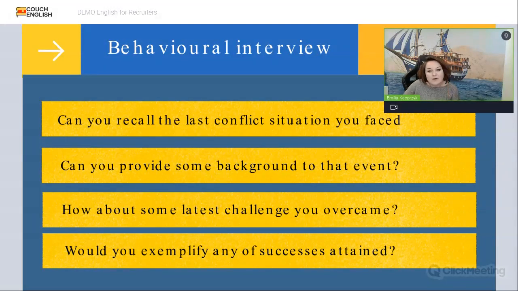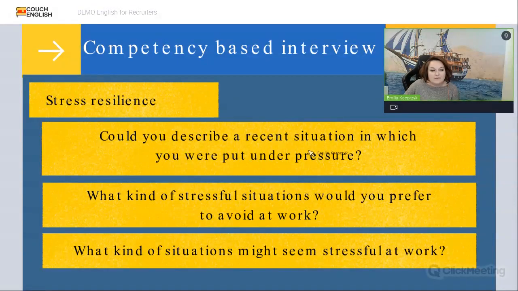And I guess one more for the very end of our meeting today, it will be about stress resilience. So some questions connected with a competency-based interview. I can say stress resilience or resistance. Both of them are okay if we want to check how somebody is managing stressful situations. And probably some examples of questions here.